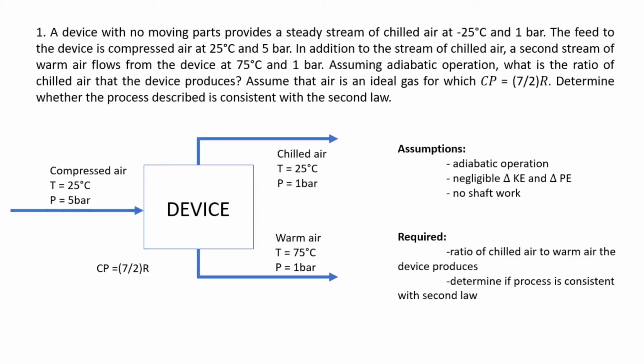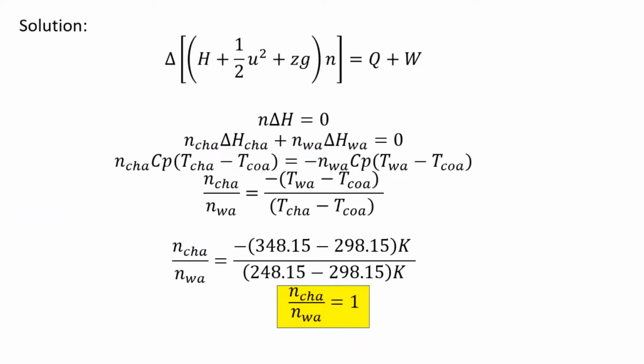Required is the ratio of chilled air to warm air the device produces, and to determine if the process is consistent with the second law. Solution: for our energy balance, applying our assumptions, we are left with Σ n ΔH equals 0, where Σ n ΔH is n of chilled air times ΔH of chilled air plus n of warm air times ΔH of warm air, where ΔH equals Cp ΔT. Then by using our temperatures, we can get that the ratio of the chilled air to the warm air produced by the device is 1.